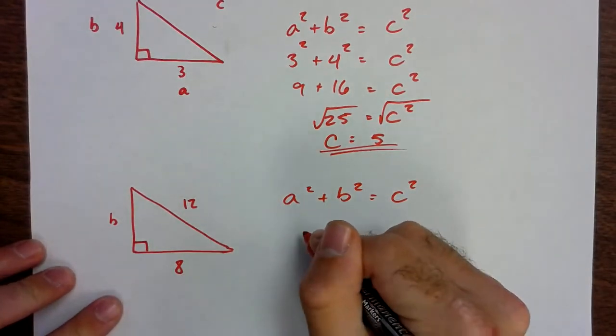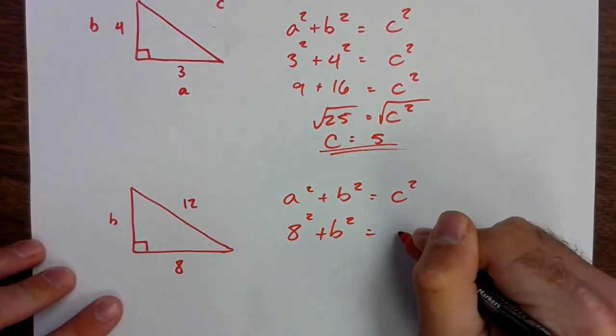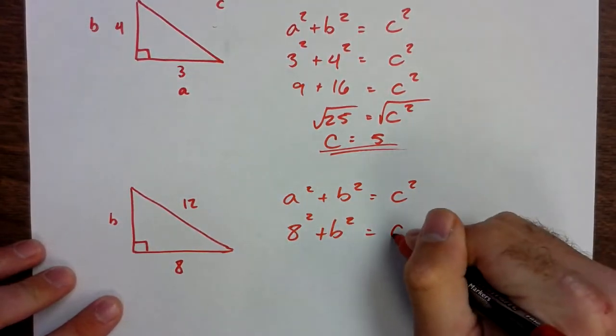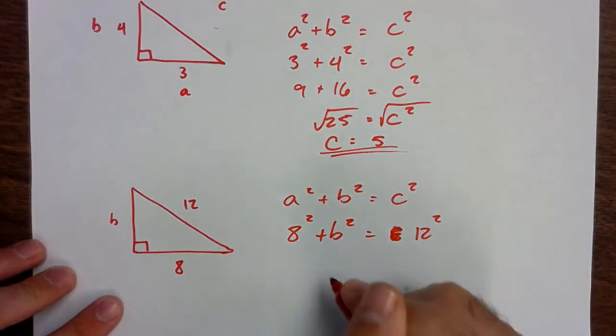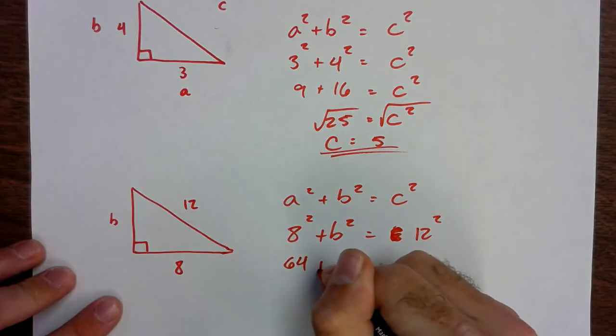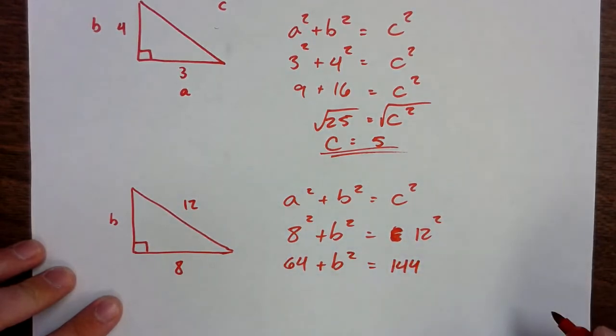Okay, A is 8, so we're going to say 8 squared plus B squared equals C squared. We'll go ahead and fill in for C here. That's 12, so 12 squared. Okay, so 8 squared is 64 plus B squared equals 144.